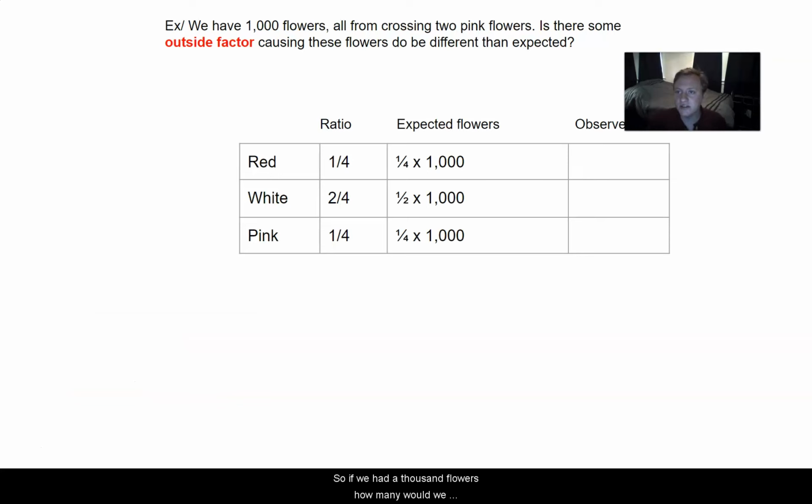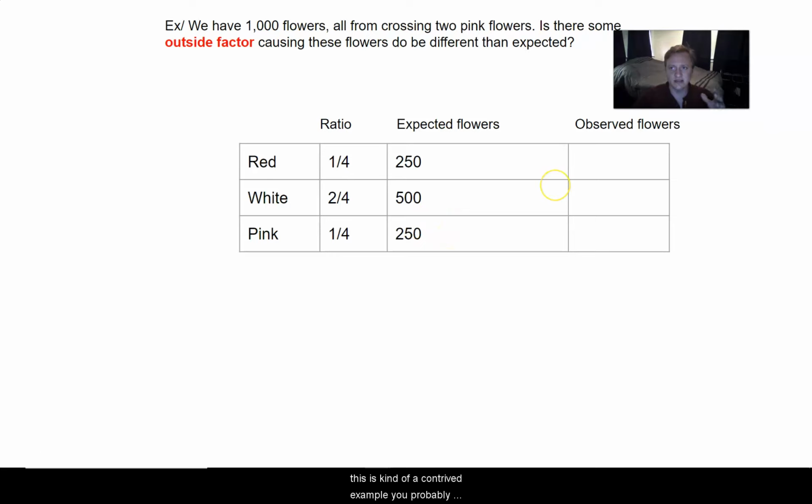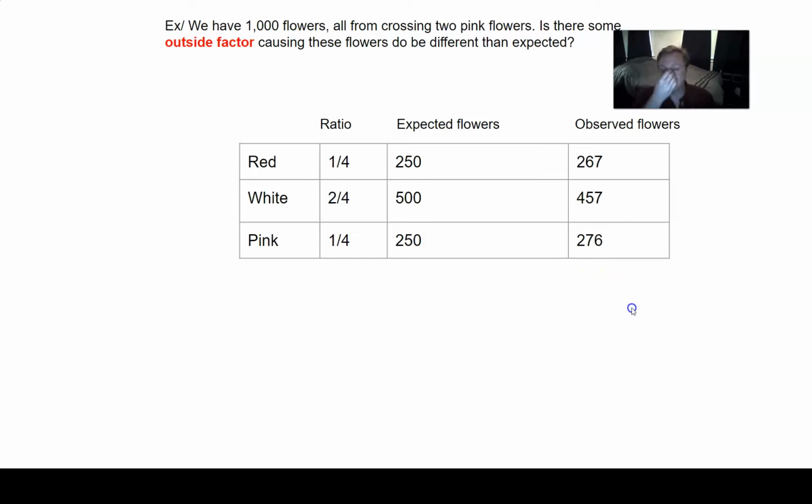So if we had 1,000 flowers, how many would we expect for each phenotype? Well, this would be 1/4 of them, 1/4 times 1,000. This would be half of them, 1/2 times 1,000. This would be 1/4 of them, 1/4 times 1,000. This is kind of a contrived example. You probably wouldn't have 1,000, but that's okay. Thank you for bearing with me on that. It just makes the math a little bit easier.